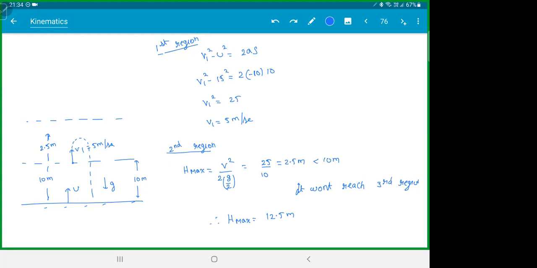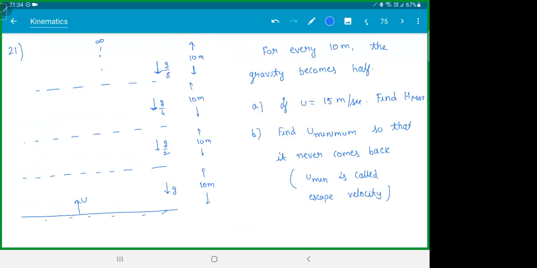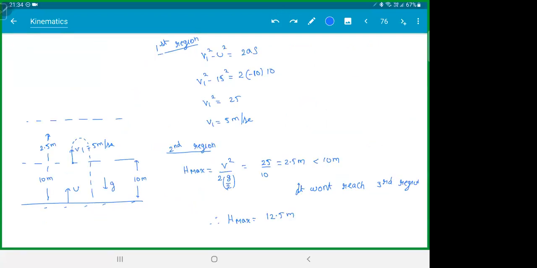Now you might be thinking, sir, why doesn't it come back? Try to understand. As you're going up, the gravity is decreasing pretty fast. It is becoming half. So there is a possibility that it is not slowing down enough. So how do you approach that? Try. I'll give another 2-3 minutes.